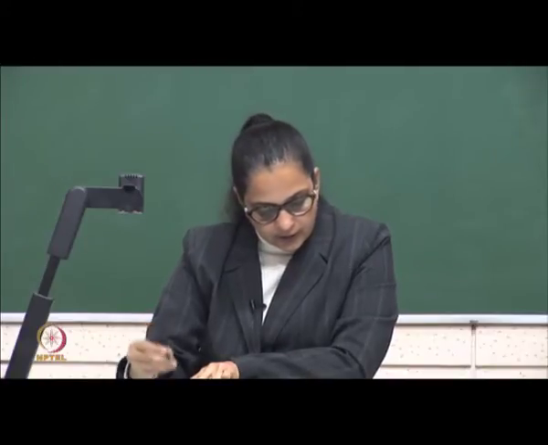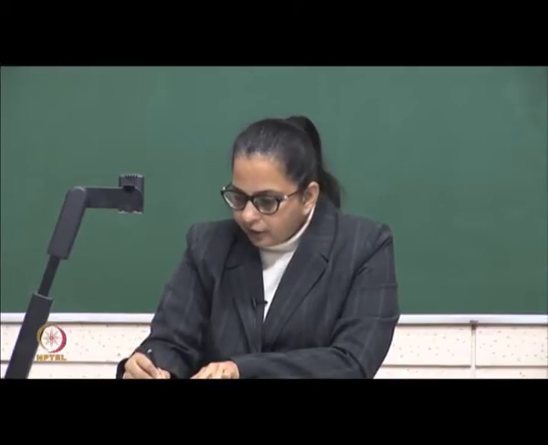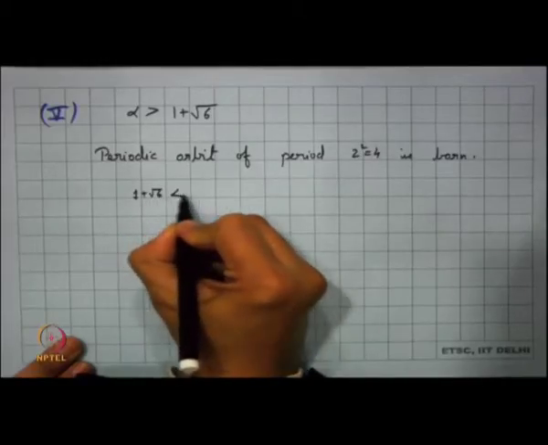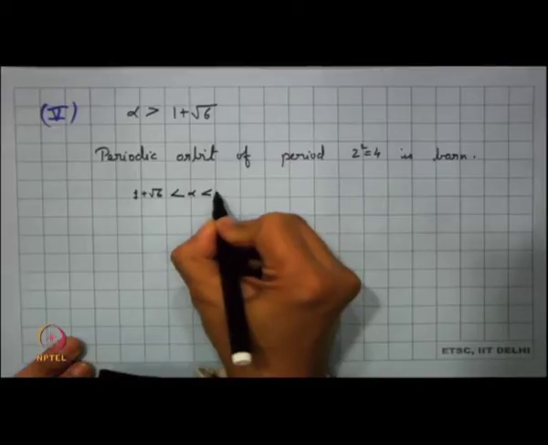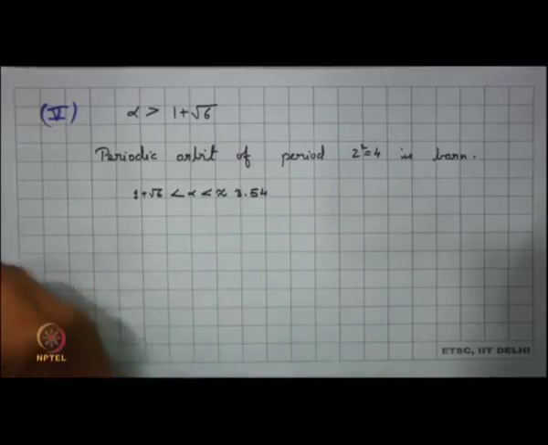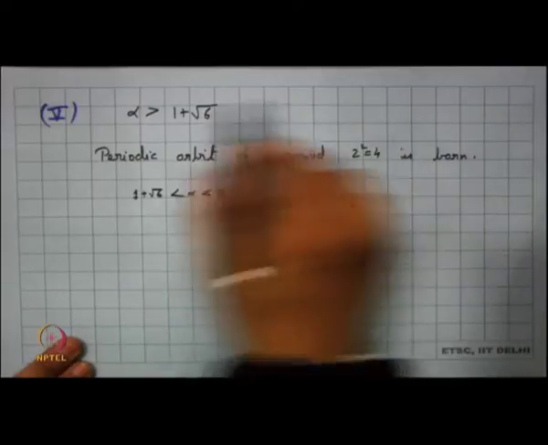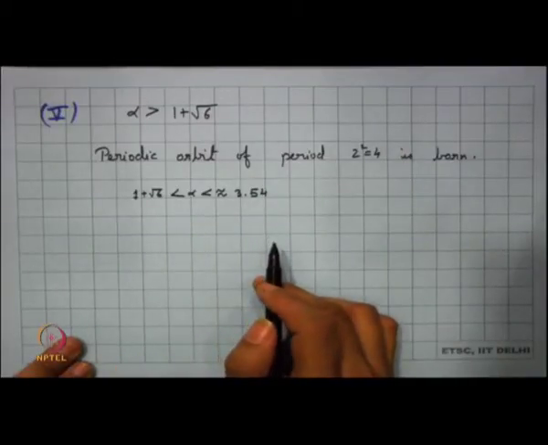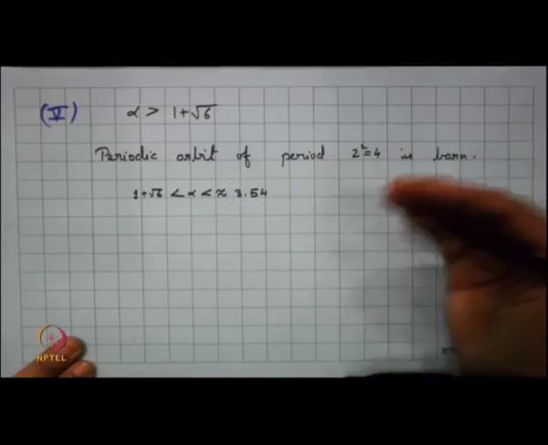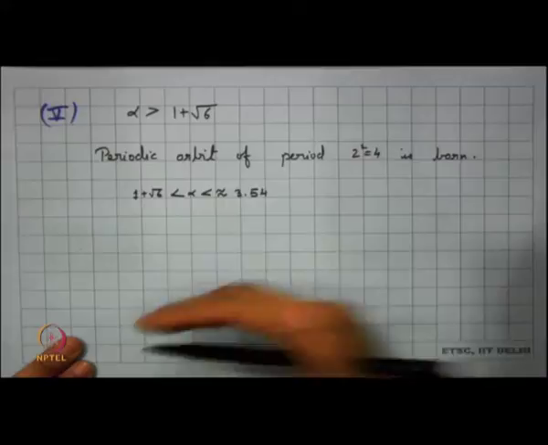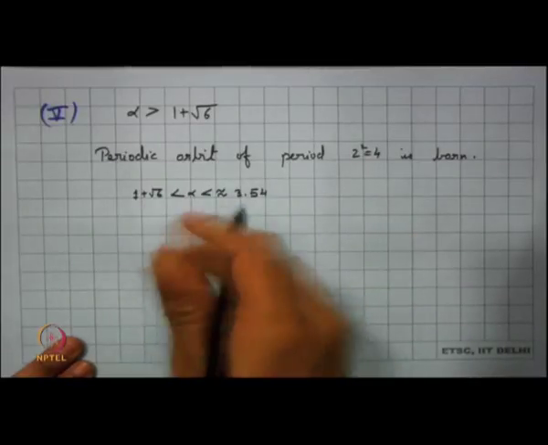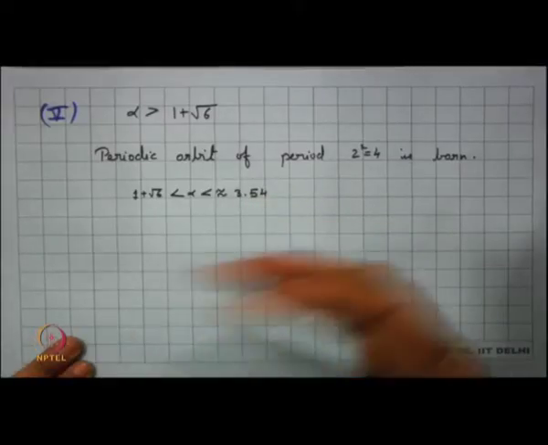So, we have this alpha, so this continues. What we find here is that whenever 1 plus root 6 is less than alpha, is less than approximately 3.54, we have this periodic orbit of period 4 bond. Now, what happens is, this periodic orbit of period 4 again becomes repelling when alpha increases beyond 3.54. So, once alpha is greater than this quantity, it again becomes repelling.